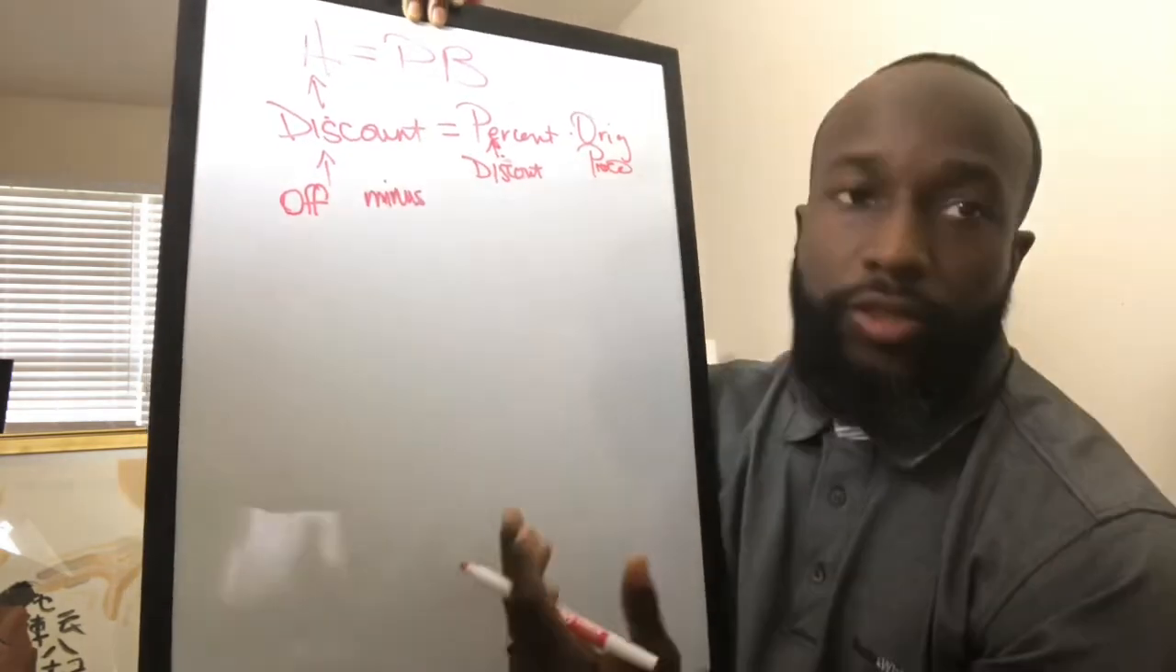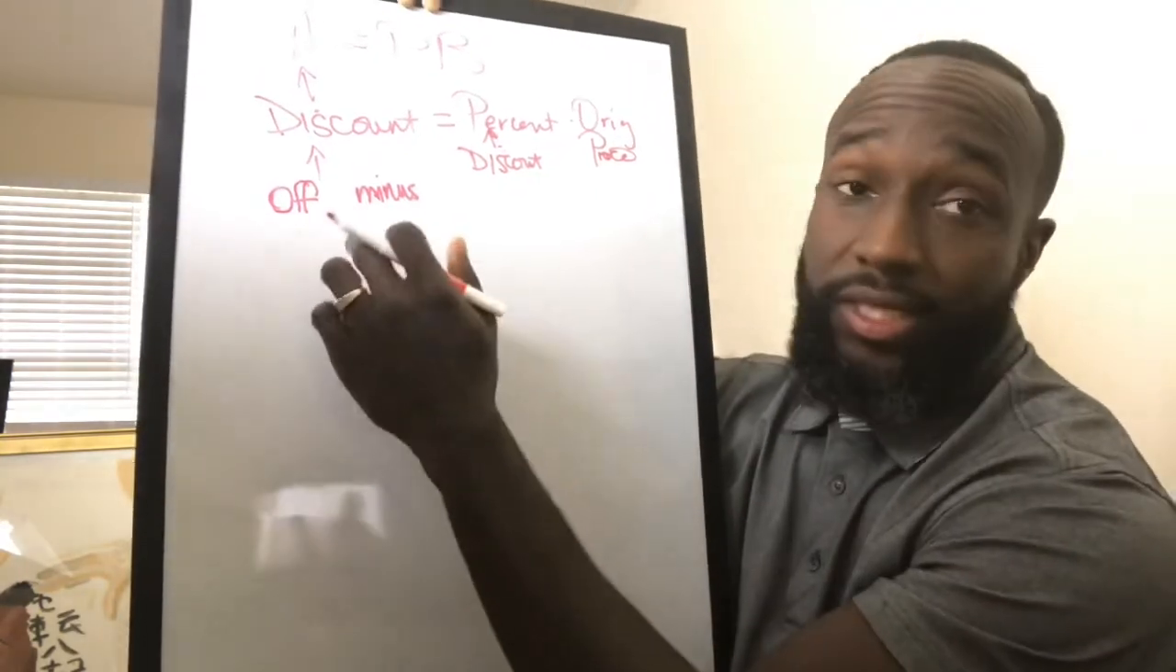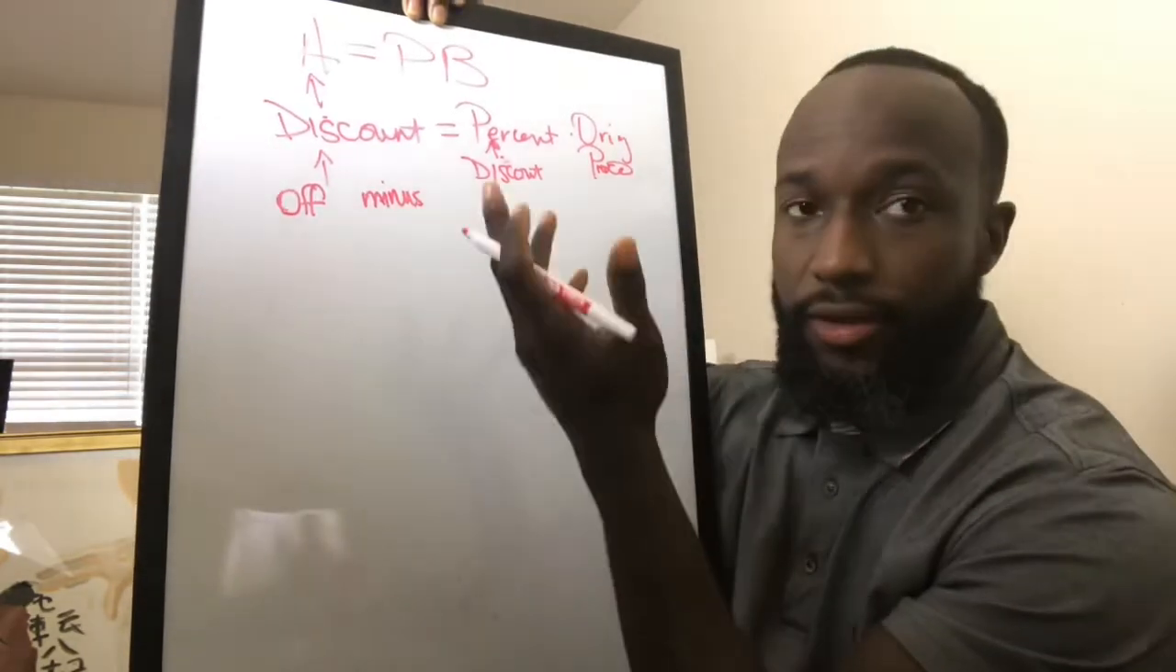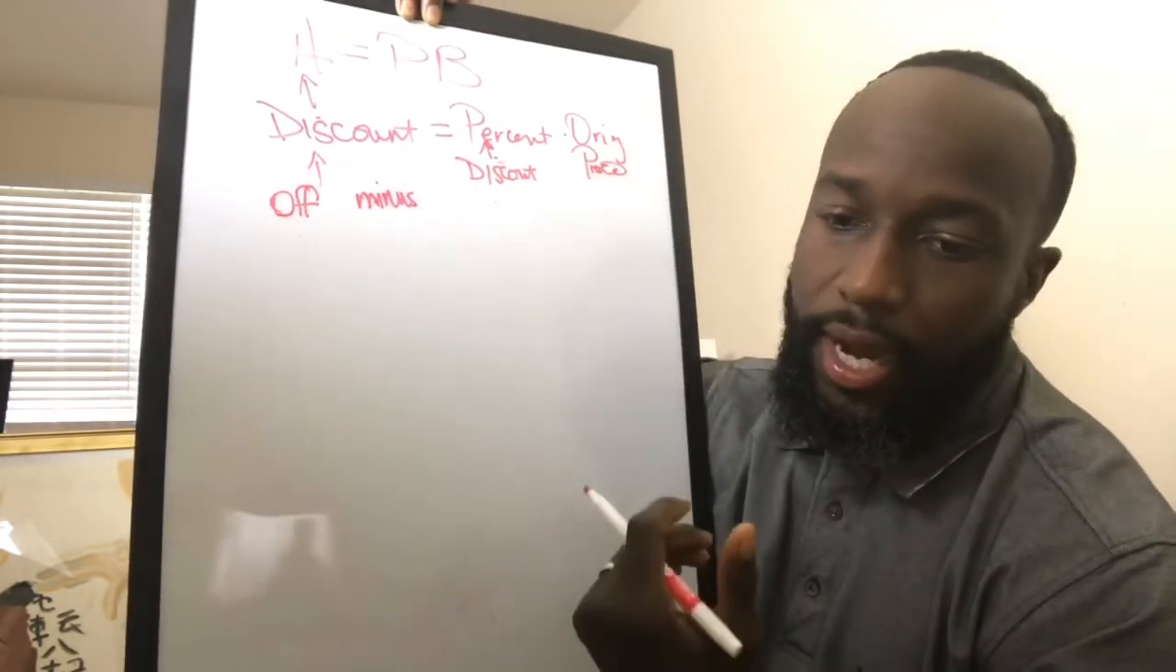So basically what you're going to do is calculate the discounted amount, the percent off, and then subtract it from the total cost. So let's look at an example. All right, so check this out.